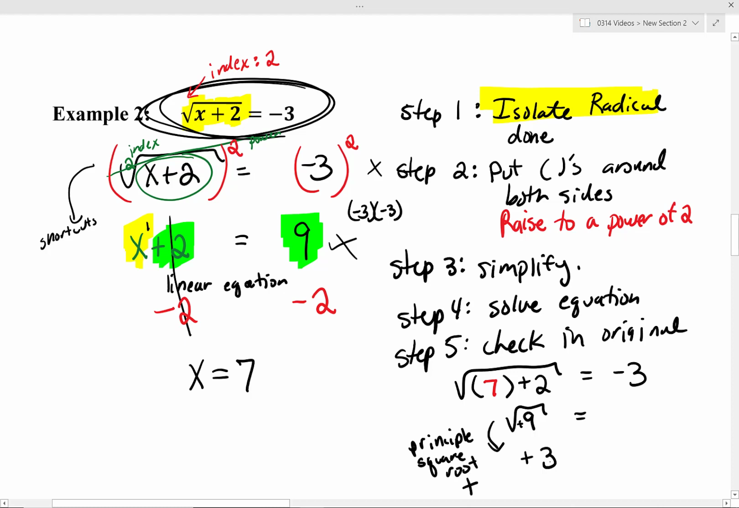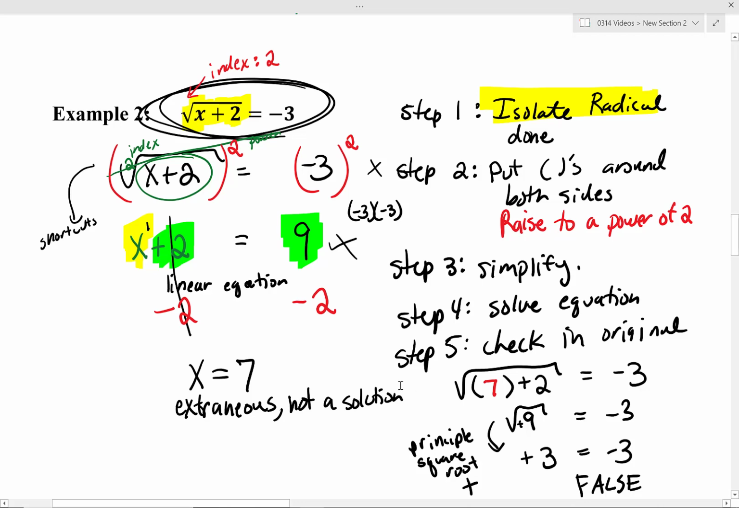That's a positive 3. Now on the right-hand side, we bring down that negative 3. Is positive 3 equal to a negative 3? Well, that's a false statement. So if x equals 7 does not give us a true statement, it gives us a false statement, we would call this solution extraneous. It was the only solution we have, and we've determined that it does not give us a true statement. We call that an extraneous solution, which means that it's not really a solution.